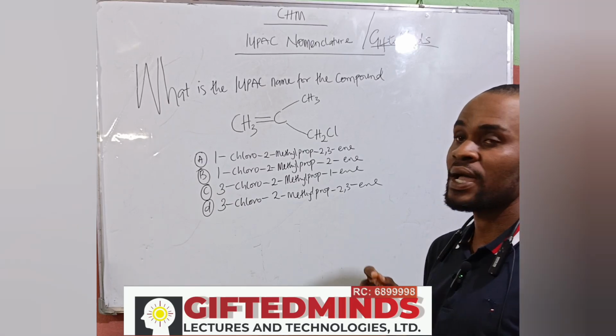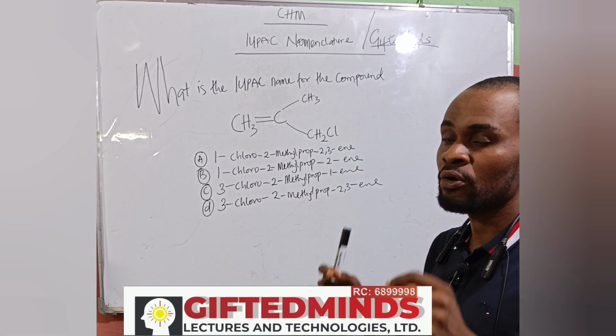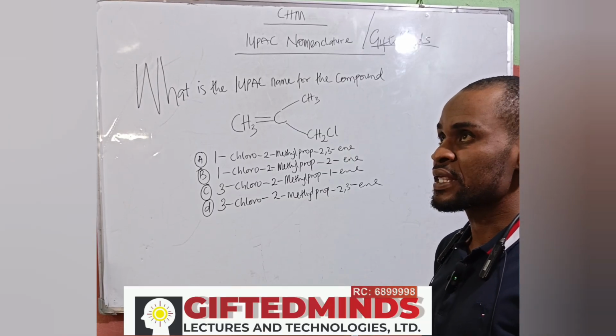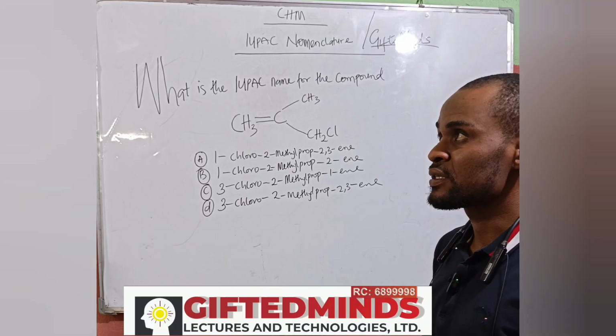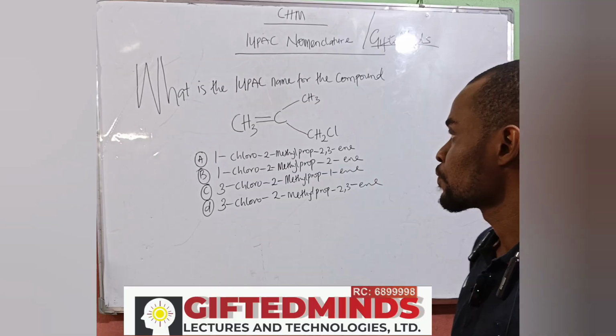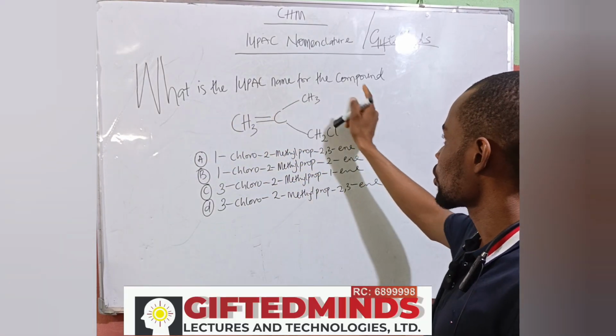This question will come from IUPAC nomenclature. IUPAC nomenclature is like the official names when they give compounds, and they follow certain rules which you are supposed to understand. They set this kind of question for exams like JAM, WAEC, IGCSE. Now, the question says, what is the IUPAC name for the compound?